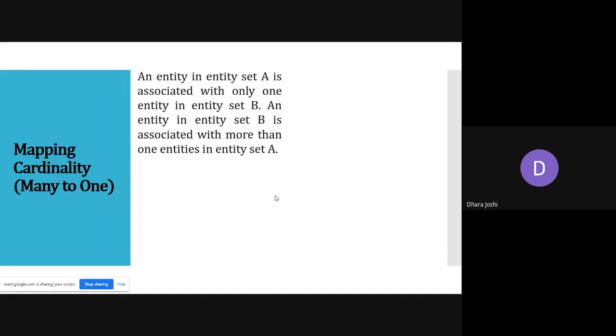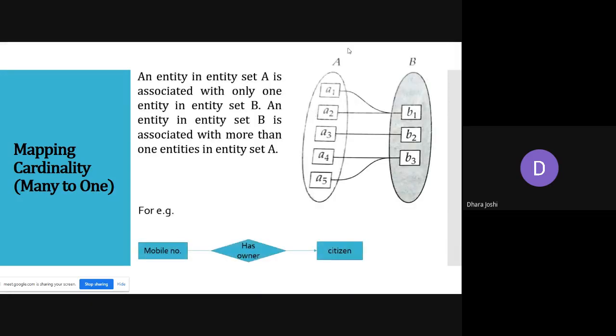Next one is many to one. As we have discussed, we have many mobile numbers, and many mobile numbers are connected with a single person as an owner. So it can be many to one.